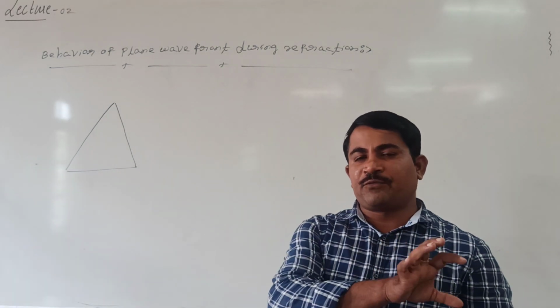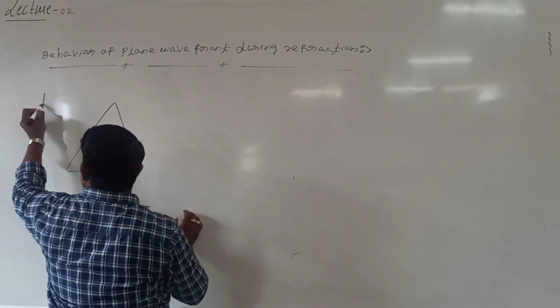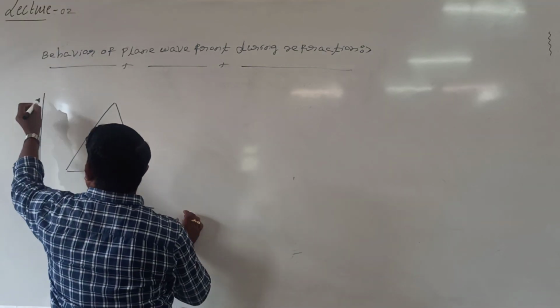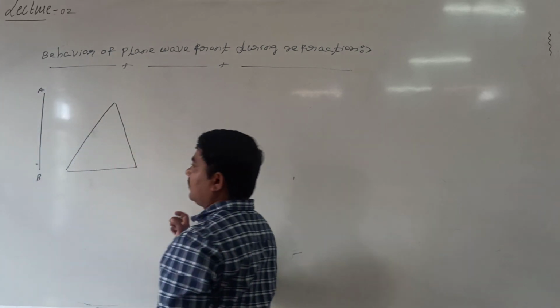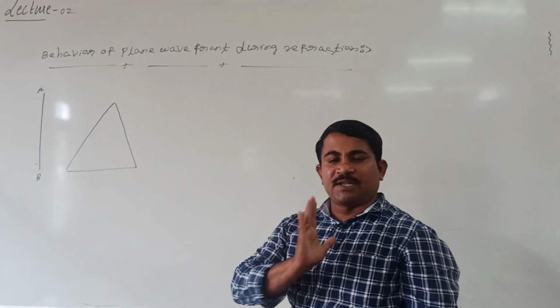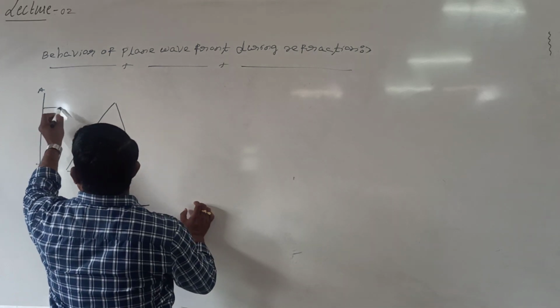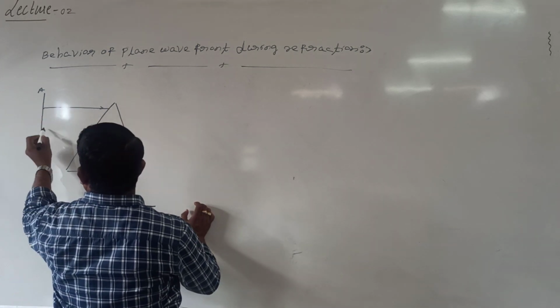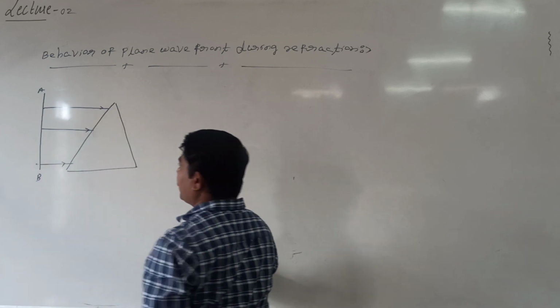Consider a plane wavefront AB. This is a plane wavefront. If the wavefront is like this, then what is the ray of light? Look at me, how the ray of light is coming. One ray of light incident, a second ray of light incident, and a third ray of light incident.